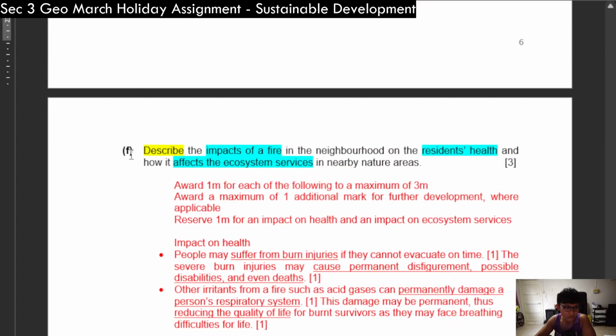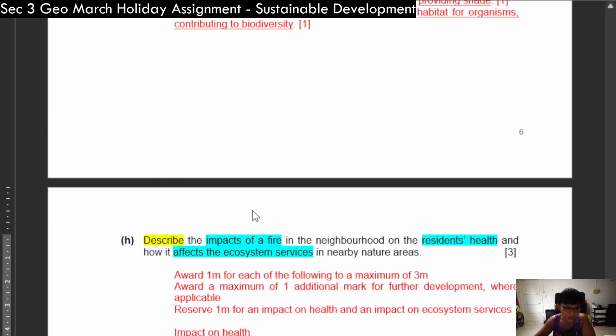Okay, last question. Describe the impacts of a fire in the neighborhood on the residents' health and how it affects the ecosystem services in nearby nature areas. So this is a 3-mark question. However, the question is rather tricky, because you need to write about the impacts of the fire on the person's health. So there are 2 points to it.